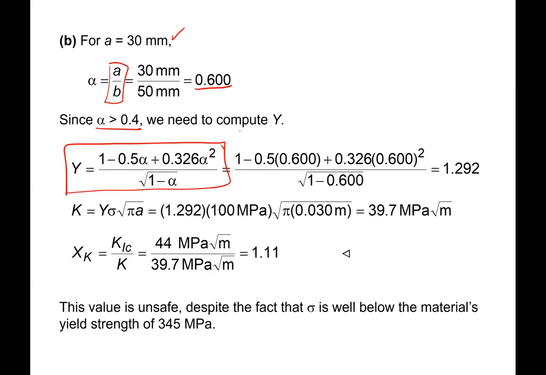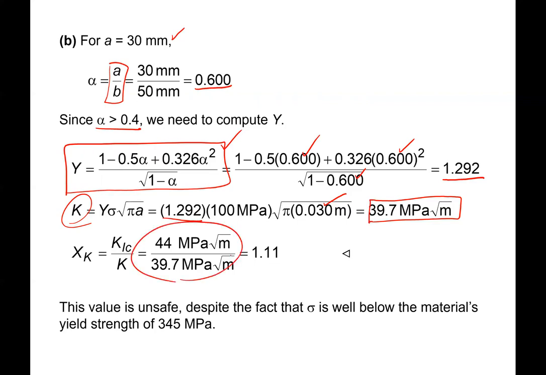All right, there we are. And we go ahead and plug in this alpha, which is the A over B ratio of 0.6. And we calculate our geometric parameter Y is 1.3. So now we can go ahead and calculate that stress intensity again with our new geometric factor, our crack length being now 30 millimeters. And we get 39.7 megapascal square root meter.